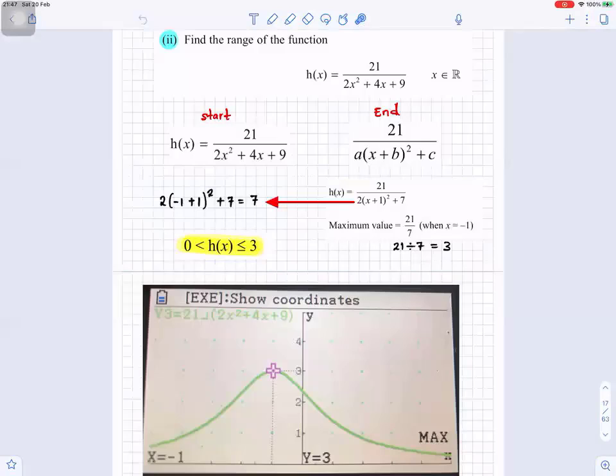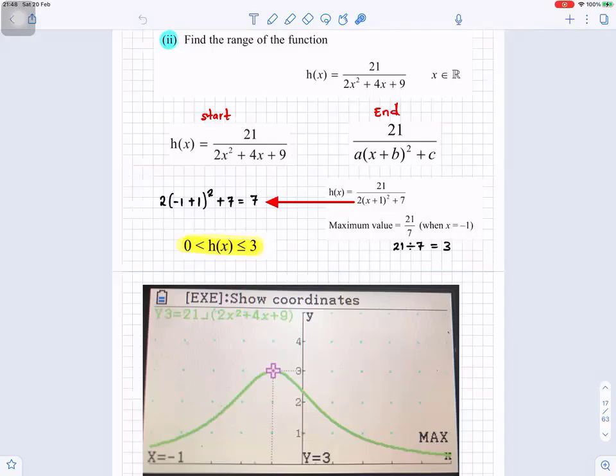Find the range of the function h of x equals that. So this is where we start, and this is where we end after we complete the square. So we started with that. The 21 stays the same in the numerator. The denominator, we completed the square and have it like this.